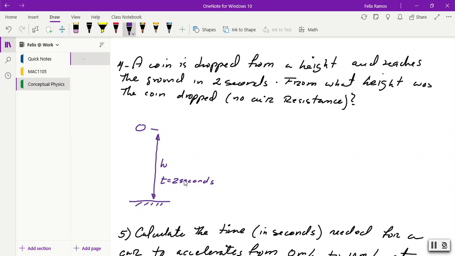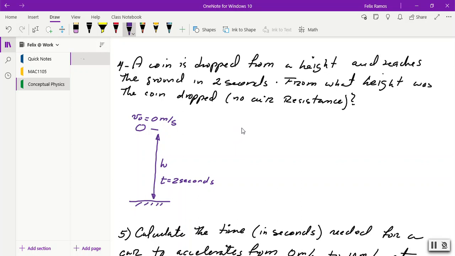If it was dropped, and they don't give any information about the initial velocity, we're assuming that the initial velocity here is 0 meters per second. It was just released from your hand, imagine. You don't throw it, you just drop it. So we want to find what the height is here.